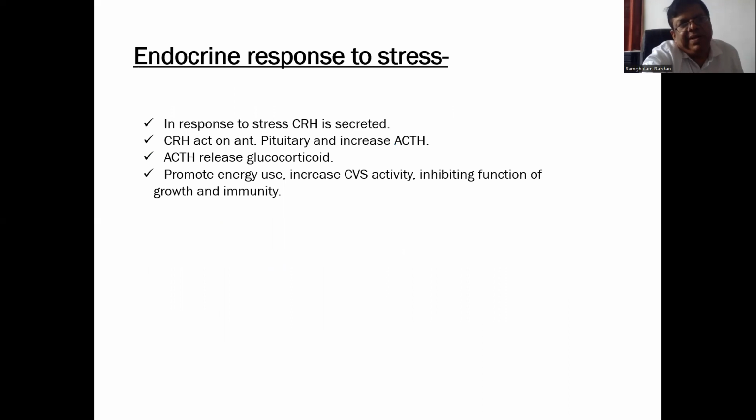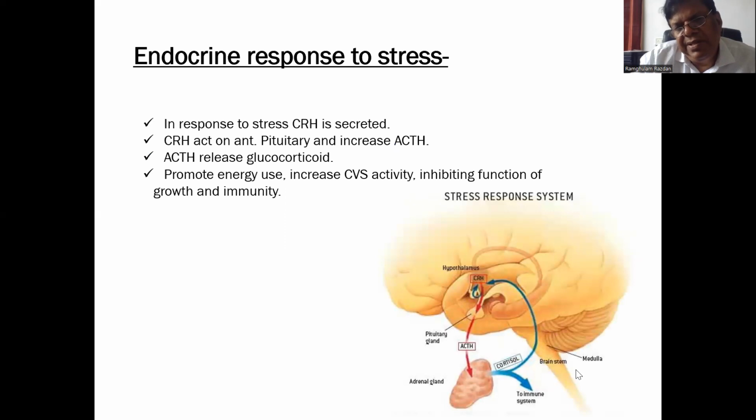What happens to the endocrine system in stress? In response to stress, CRH, corticotropin releasing hormone, increases along with ACTH. ACTH releases glucocorticoids and promotes energy use, increases cardiovascular activity, and inhibits digestive function, growth, and immunity. You see the cycle as shown.